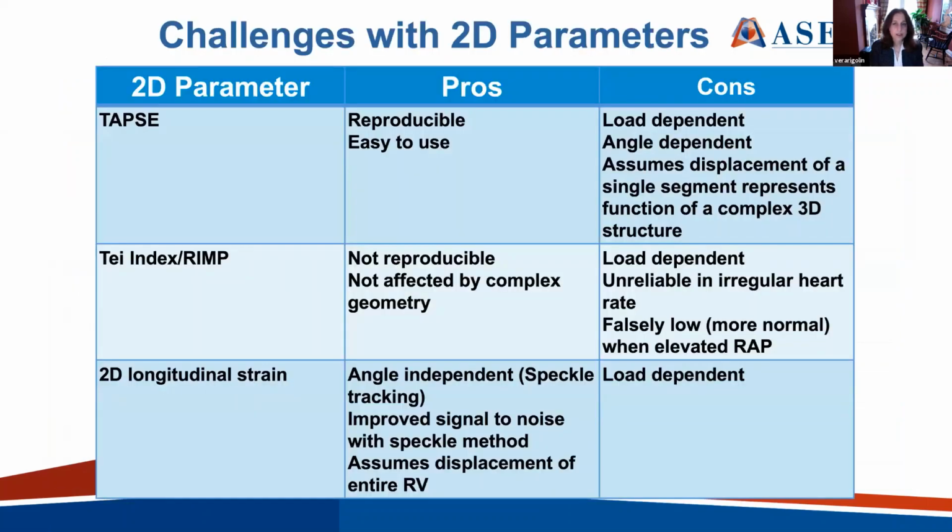So this table outlines the challenges with some of the 2D parameters that we've talked about. In terms of TAPSE, the pros for this technique are that it's easy to do and easy to reproduce. On the flip side, it's load dependent and angle dependent. It assumes that displacement of a single segment represents the entire function of the right ventricle, which cannot absolutely be possible.